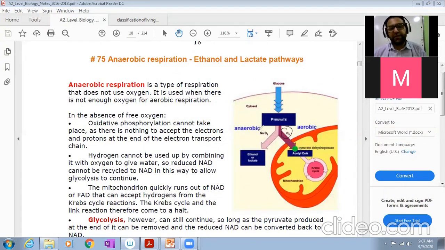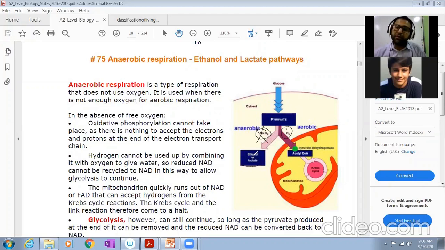Now, a question for today: suppose oxygen is not available, what will happen in that case? If there is no availability of oxygen for pyruvate, this pyruvate will enter the anaerobic pathway. It will follow anaerobic respiration. Pyruvate will convert into ethanol or lactate, depending on the organism. If this respiration is happening in yeast, it will convert into ethanol plus carbon dioxide, while if it is happening in a human or animal body, the product will be lactate or lactic acid, right?